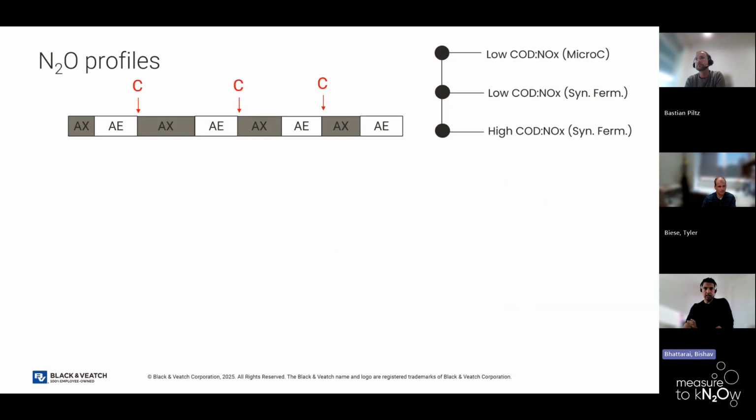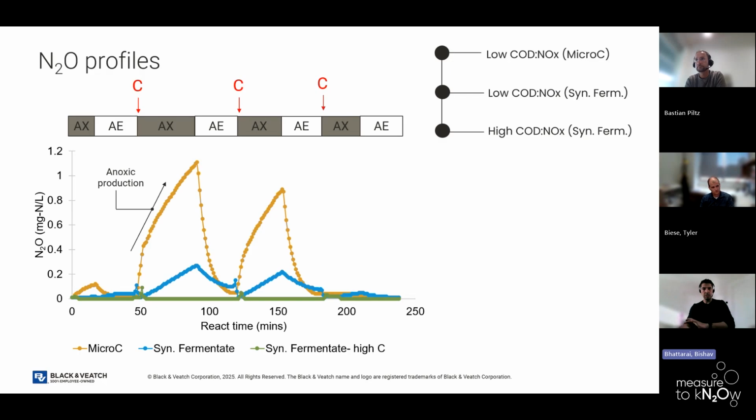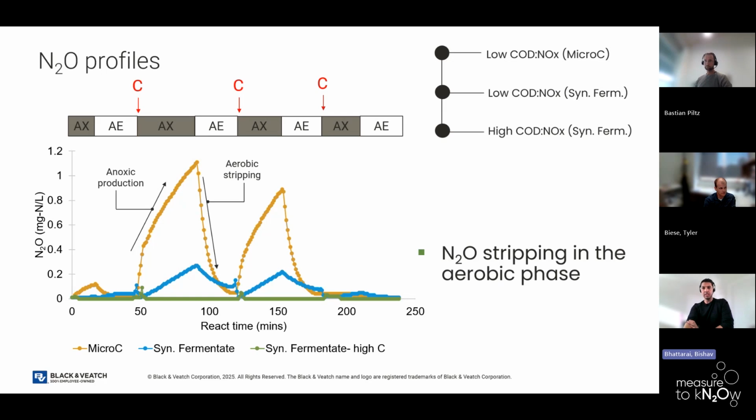So I'm going to show a general plot through our experiments, highlighted by these three different colors, with the golden color being Micro C and the blue and the green being synthetic fermented with low dosing and high dosing respectively. We were observing anoxic production. At the start of the anoxic phase, when we added carbon, we saw the liquid nitrous oxide concentration increase. And then when the aeration started, we were seeing the nitrous oxide concentration dropping down. And this was pretty consistent over a year of pilot operation.